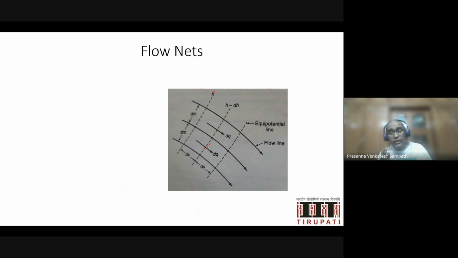Now, one more important aspect is that between any two successive flow lines, the flow can never cut across these flow lines. So flow can never go like this. This is not possible. Flow can only go parallel to the streamlines. It can never go at any other angle. So what I'm trying to say is this is not possible.